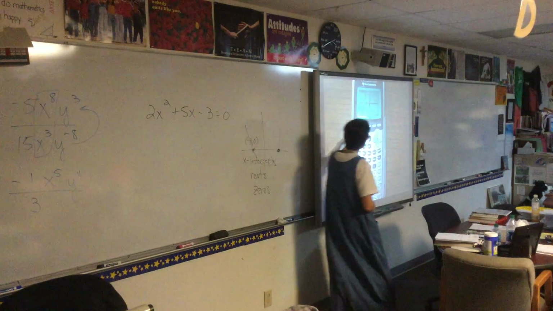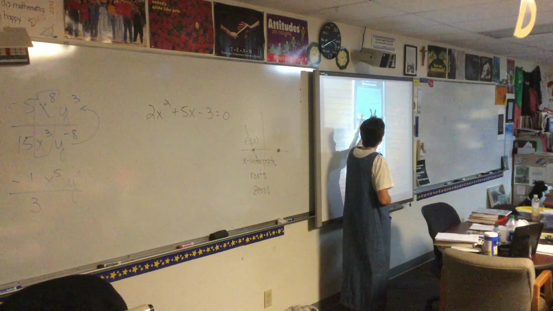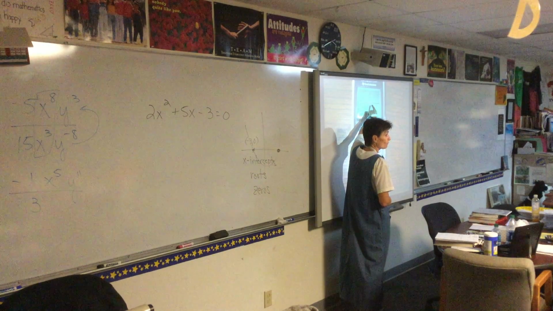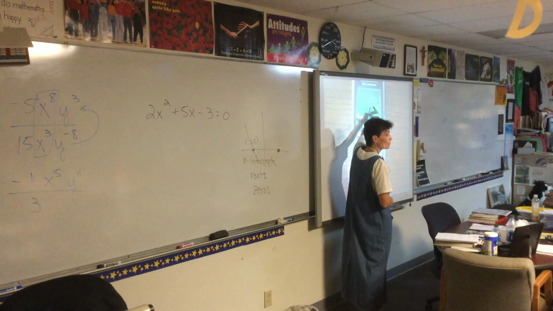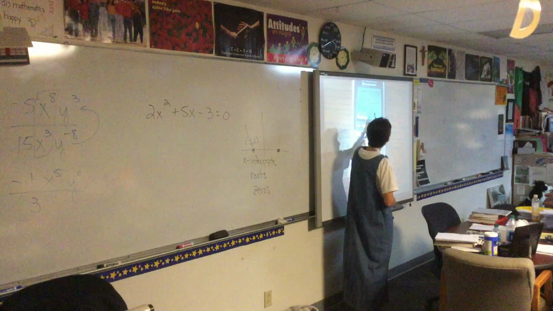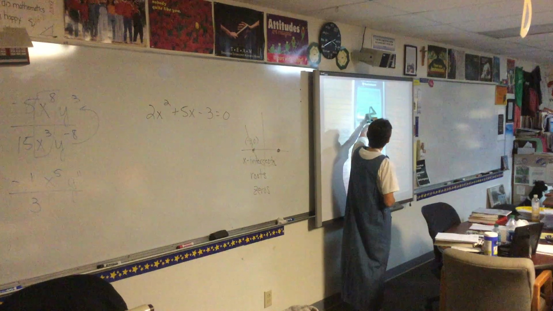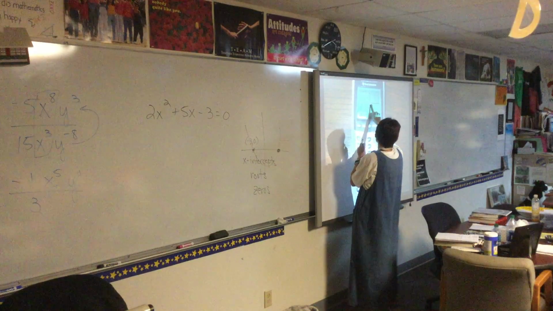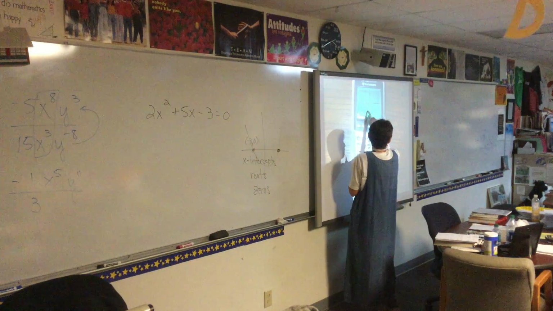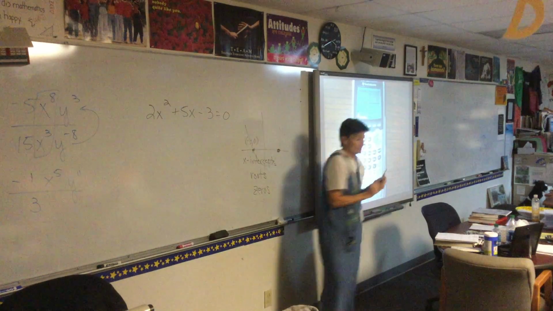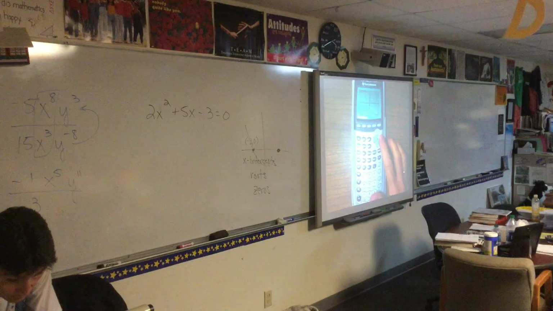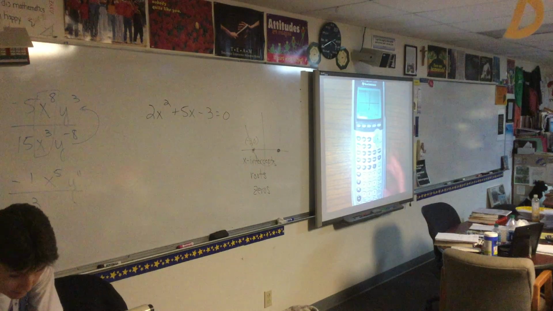Now it's asking you for your left bound. Remember, this is the point you're finding, right? So for left bound, where are you going to put your cursor? Down here somewhere. You want to be, see where my finger is? I want to be to the left of my finger. So I'm going to put my cursor down here somewhere. We want to be to the left of the point we are searching for.